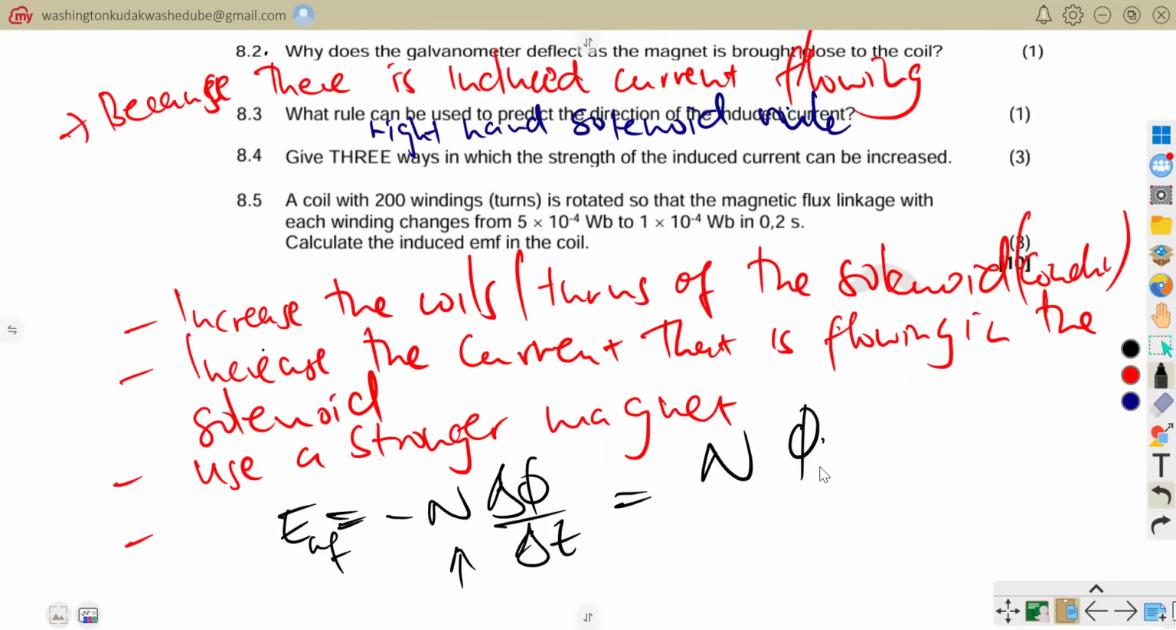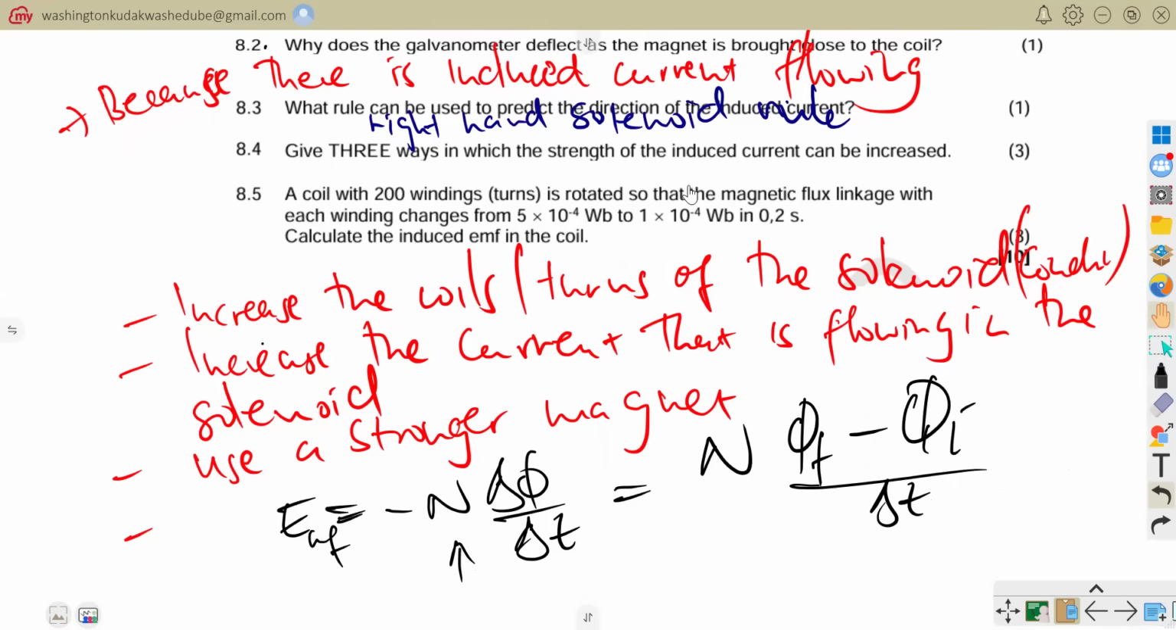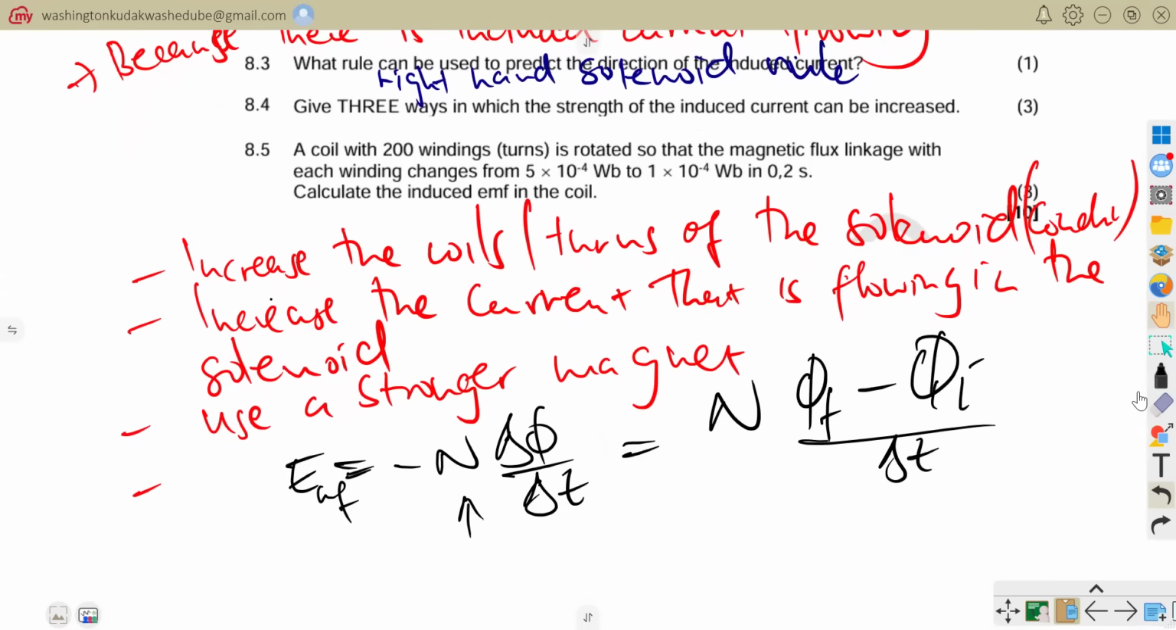So we can say phi final minus phi initial divided by the time taken. Now we need to take our information there. What is the number of turns that is given there? The number of turns, we can see that it is 200.